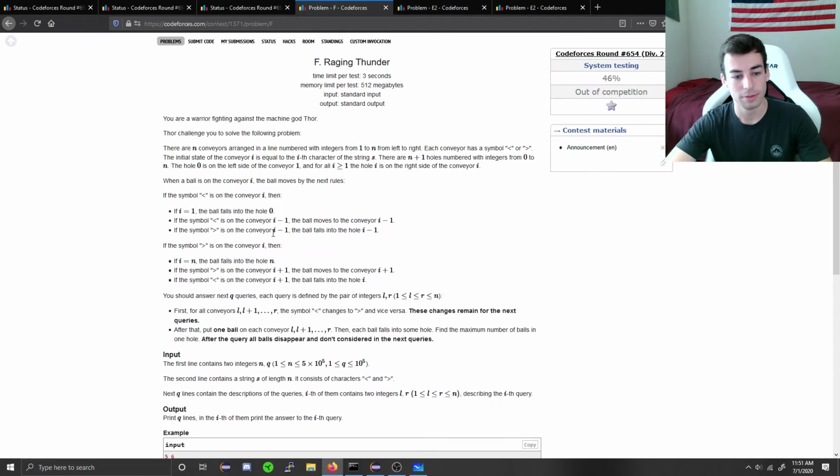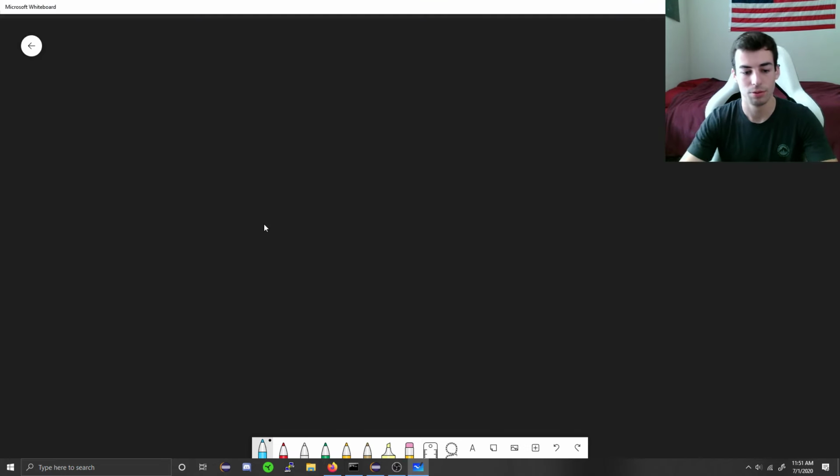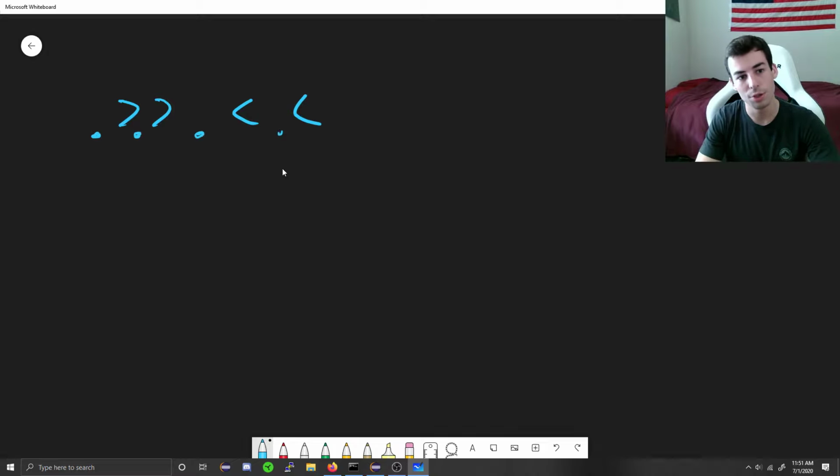F. Good problem, I think. So you have a bunch of less than or greater than signs, and you have imaginary holes in each position here. And now if you drop a ball here, it will roll in the direction of the arrows until it hits an arrow of the opposite direction, and then it'll fall down in the hole between them. Yeah. Okay, so that's the problem.